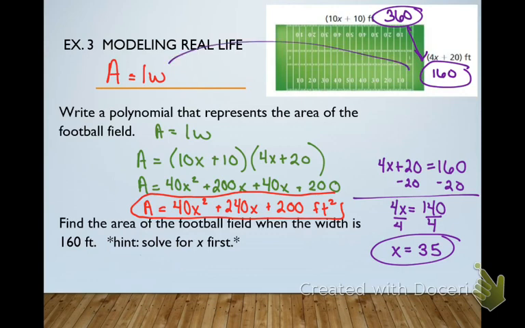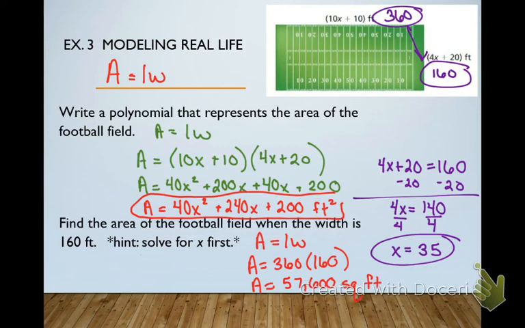How do I find area? What's the area of a rectangle? Length times width. So what am I going to do with those two numbers? Multiply them together. A equals length times width. So A equals 360 times 160. And A equals 57,600 square feet. Or feet squared, however you want to say it. All right. And if you understand that, that's everything you need to know for polynomials day 2.